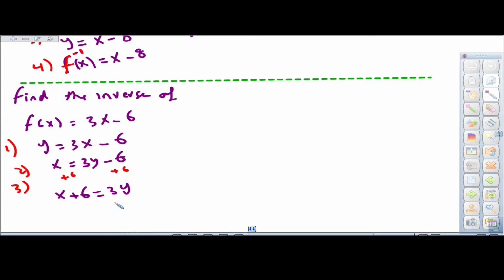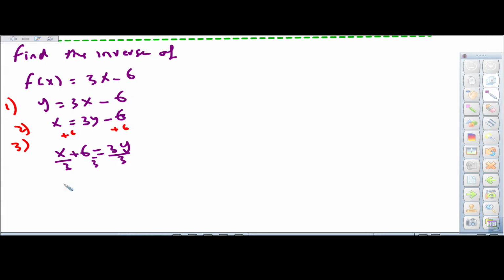And then what do you think I'm going to do now? Don't wait for your friends. You tell me in the chat, you show me on your whiteboard, you divide by 3. Everyone is getting divided by 3. And it looks like it's 1/3 x plus 2.